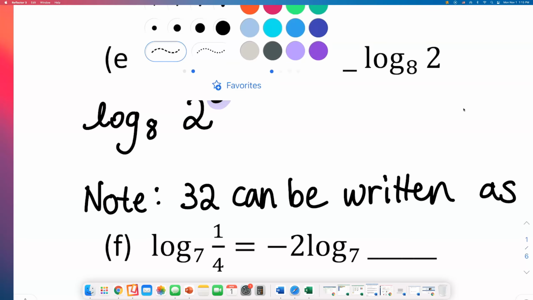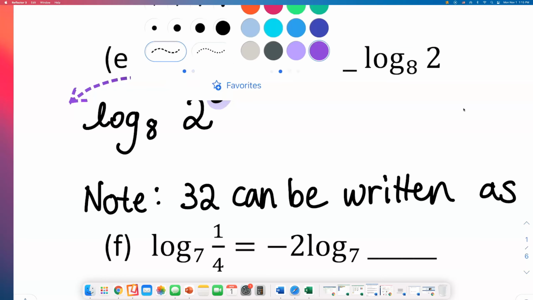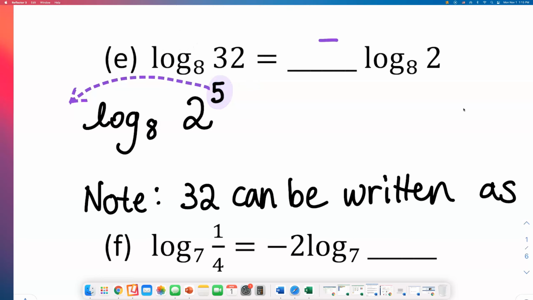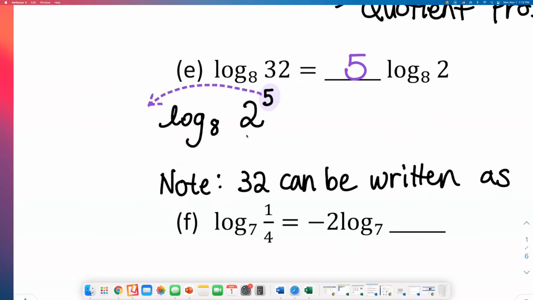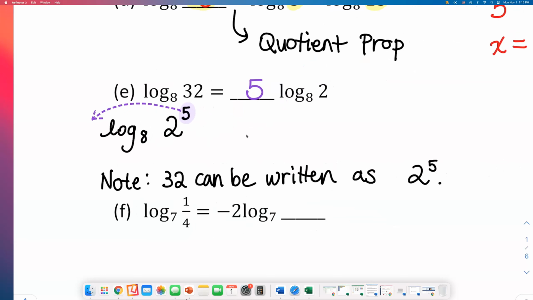Let me play with some colors real quick. Bring that 5 down in front of it. So you're going to write down 5 times log base 8 of 2. So that's what's happening. If you can rewrite your argument as a power, something raised to an exponent, then you can bring that exponent down in front of it. So it becomes 5 times log base 8 of 2.